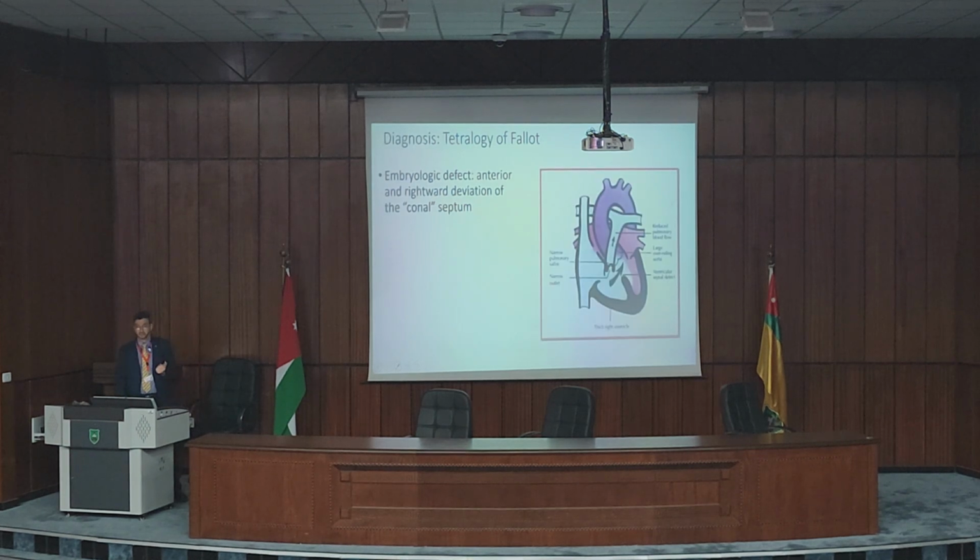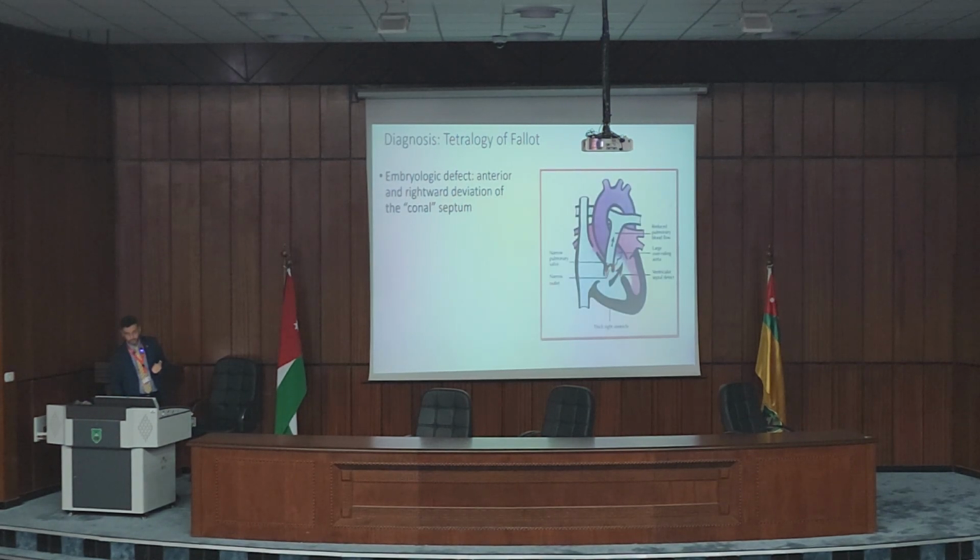So what is the conal septum? It's actually this piece of muscle that you see here. Instead of growing this way to meet the ventricular septum, it actually grew this way to the right side. So by this, it did not meet the septum, so it created the ventricular septal defect. And also, it created crowdedness under the pulmonary valve, so that you'll get outflow tract obstruction and pulmonary stenosis.